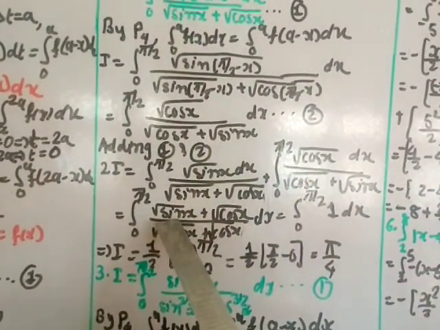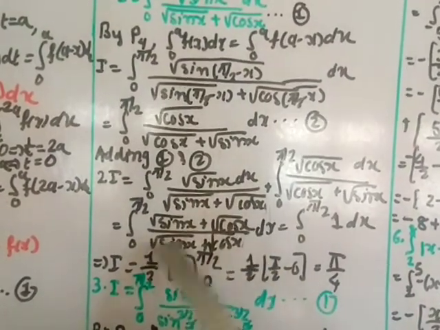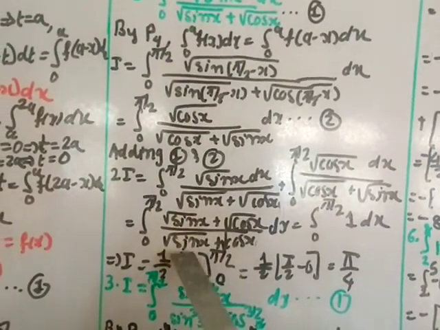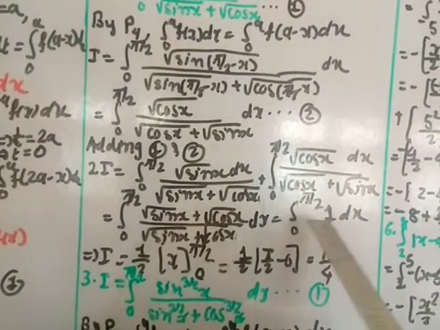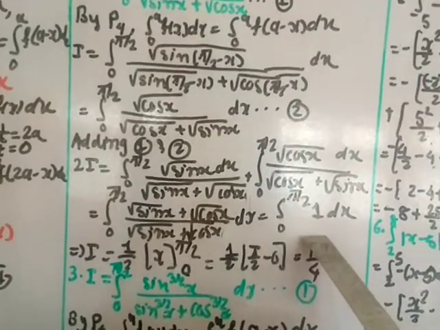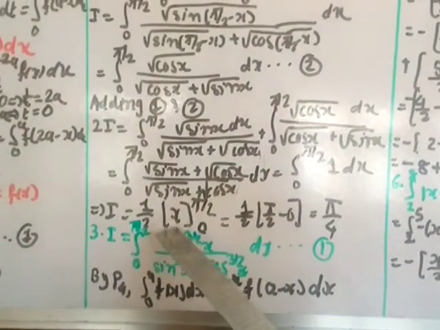So what you get is square root of sin x plus square root of cos x divided by, the denominator is same, so square root of sin x plus square root of cos x dx. You can cancel because both are same, so cancel, you get 1. So integral 0 to pi by 2 1 dx. Integral of 1 is x, 0 to pi by 2.